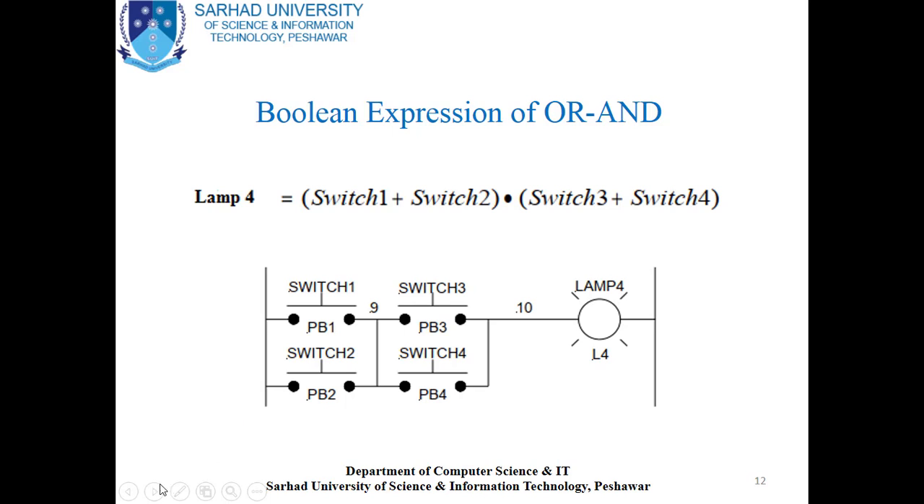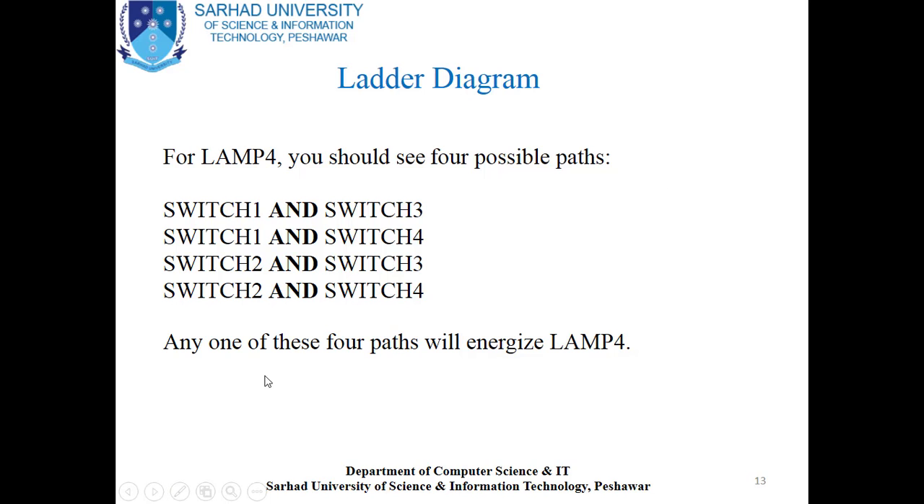Switching to the next slide. Ladder diagram. For lamp 4 you should see 4 possible paths: switch 1 and switch 3, switch 1 and switch 4, switch 2 and switch 3, switch 2 and switch 4. So these are the 4 possible paths in which we can control lamp 4. Any one of these 4 paths will energize lamp 4. Switching to the next slide.